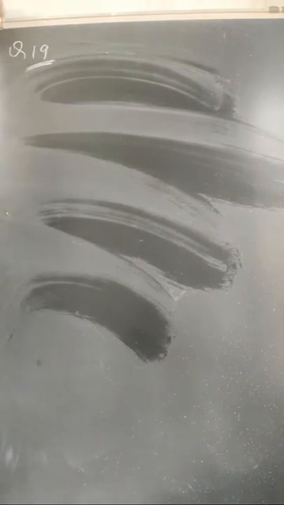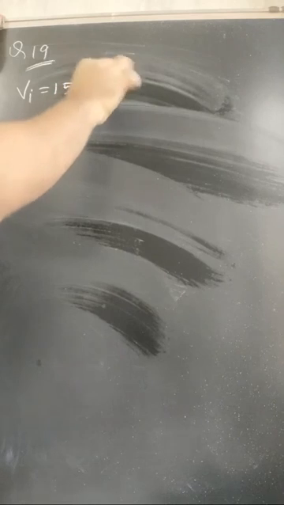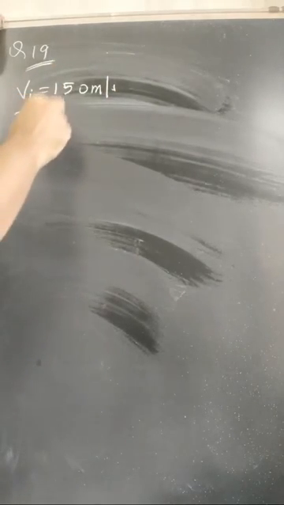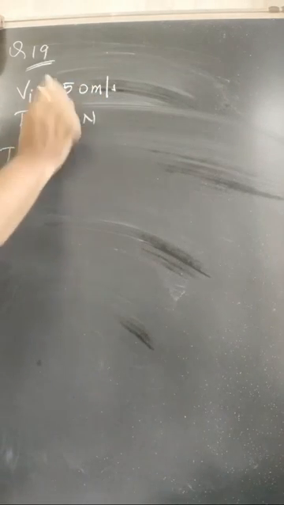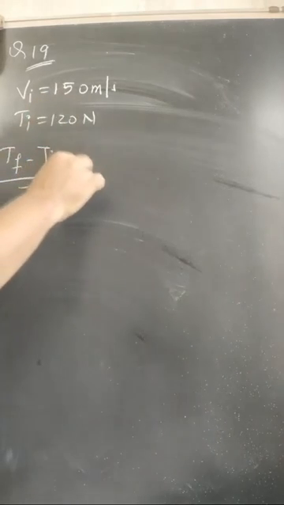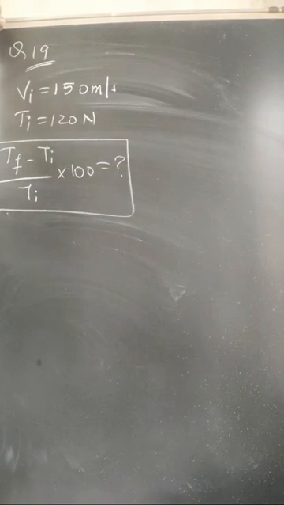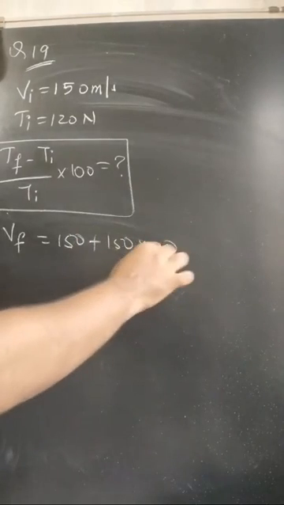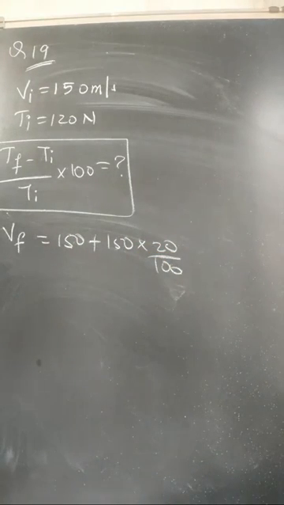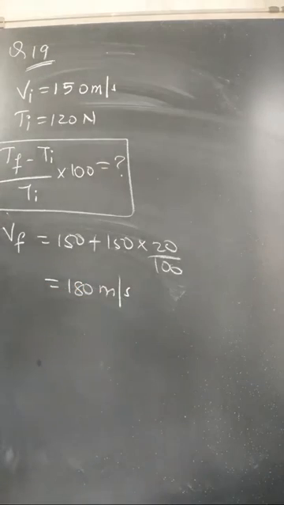19th question. The speed of the wave, V initial, is 150 meters per second. Tension initial is 120 newton. Percentage increase in tension, that is (T final minus T initial) upon T initial into 100, is equal to question mark. This is what we have to find. Wave speed should increase by 20%. So V final is 150 plus 150 into 20%. This gives us the answer as 180.